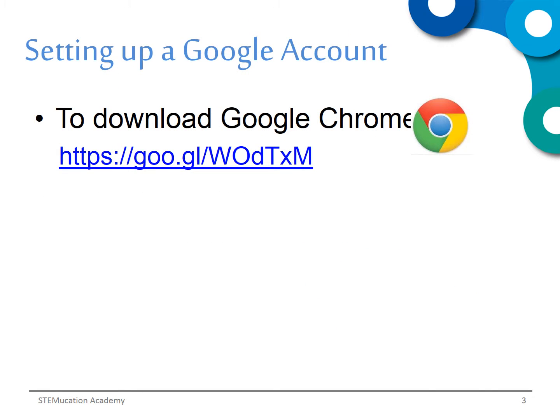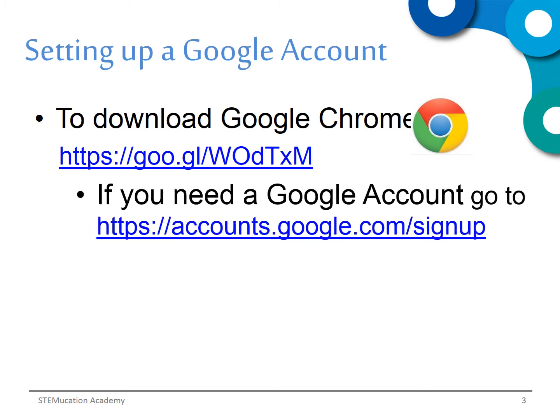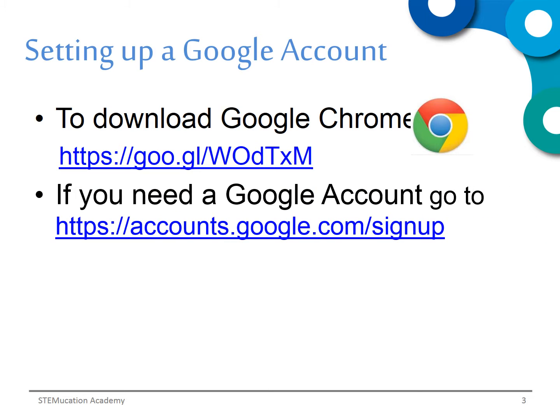Google Hangouts is a Google product, and as such, Google Chrome offers the best user experience. If you don't have a copy of Google Chrome on your PC, you can download a copy by going to the web address noted here. There are also Google Hangout apps that you can download to your tablet or phone, which may be an option as well. If you don't have a Google account, it's pretty simple to get one. Just go to the link noted here and sign up.